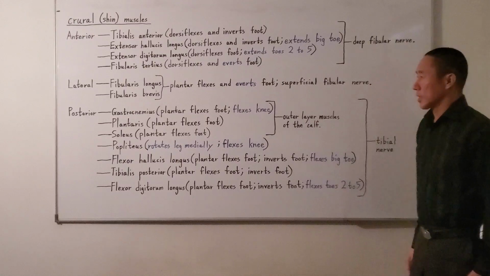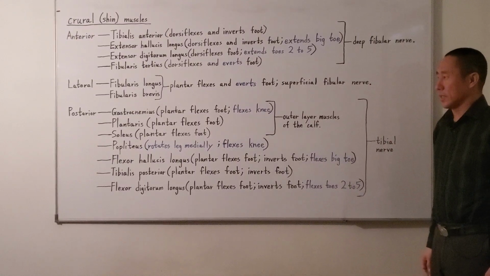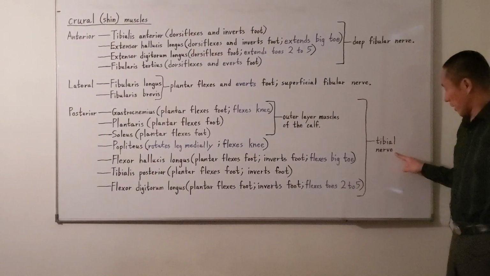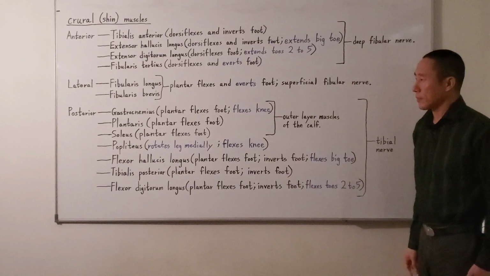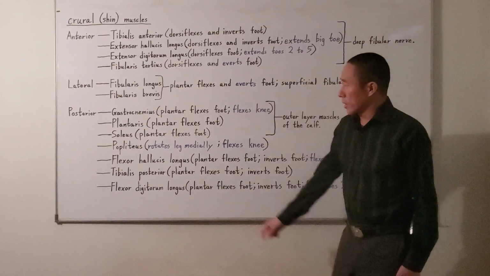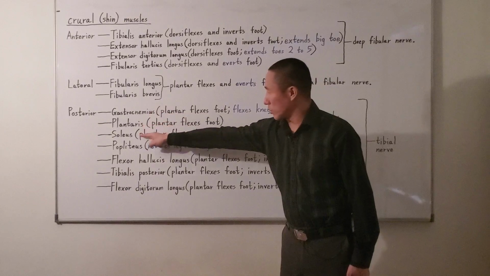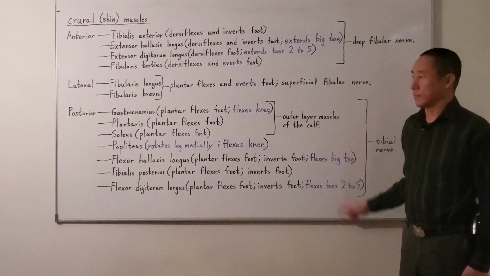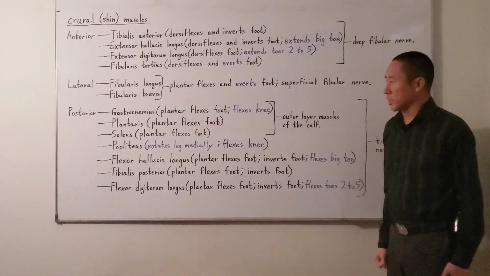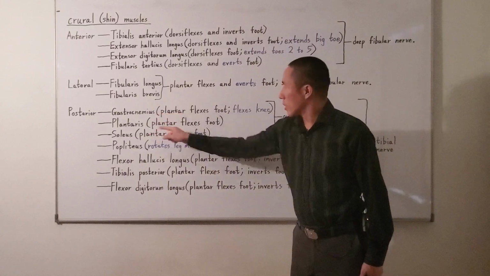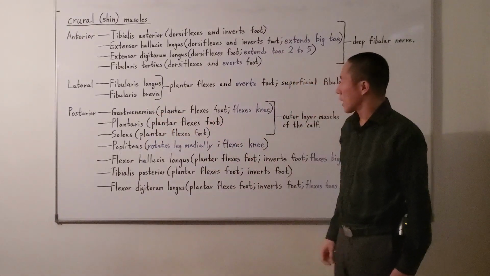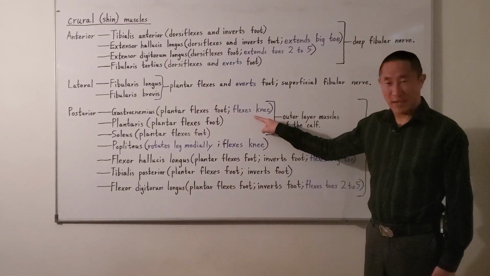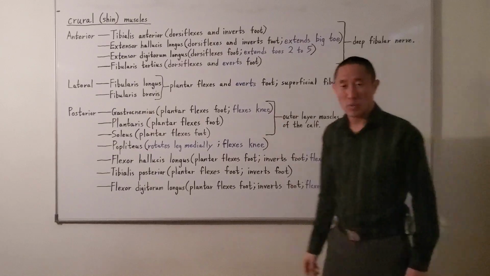Now notice that all these muscles at the calf region of the body are innervated by the tibial nerve right here. Now, for gastrocnemius, plantaris, and soleus, they are actually considered outer layer muscles of the calf. And notice that they all plantarflex the foot, but the gastrocnemius has one extra function of flexing the knee. So what do we mean by that?